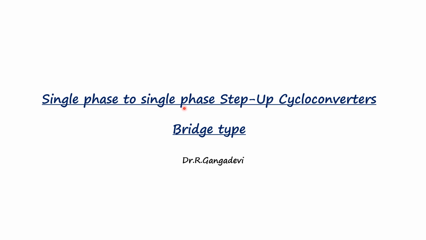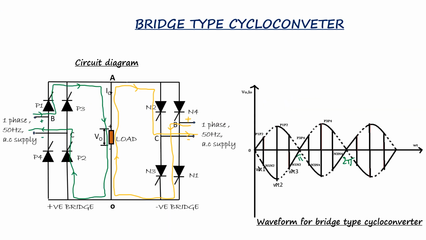Hi everyone, in this video we will see the operation of a single phase to single phase step cycloconverter, bridge type. The circuit consists of a total of 8 SCRs, P1 to P4 and N1 to N4. The P1 to P4 SCRs are the positive group and the remaining 4 SCRs are the negative group.